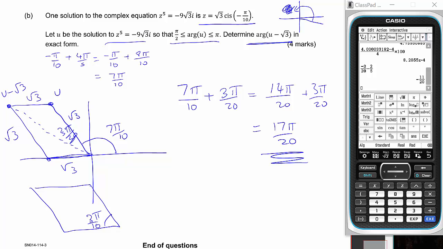And I'm telling you, the first time I did it, I didn't get it that quickly. I had to draw the diagram, and that wasn't my first thing. I tried to do something algebraic. It probably took me about 10 minutes to do those 4 marks the first time I did it.